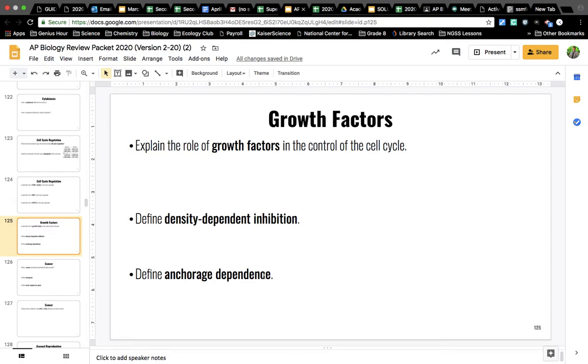And you need to start using radiation. You can't really deal with them surgically. Okay? So yeah, cancer cells do not demonstrate density-dependent inhibition or anchorage dependence.